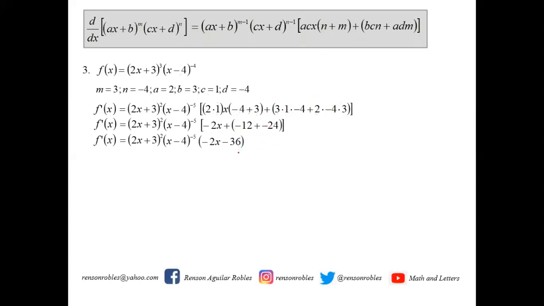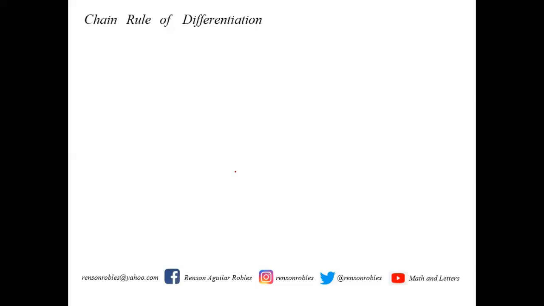is negative 36. And then by common monomial factor again, we shall factor out negative 2 from here. And then we shall have negative 2 times the quantity 2x plus 3 square times x minus 4 to the negative 5 times x plus 18, which I believe this is the same answer from our previous method. Okay, next.